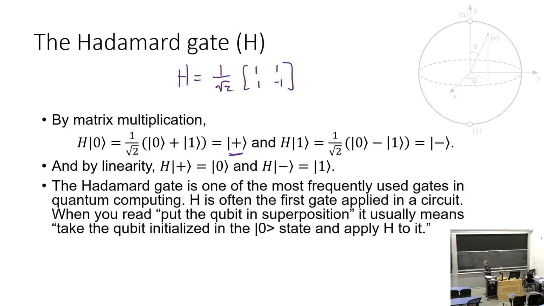So the Hadamard gate is one of the most frequently used gates in quantum computing. It's usually the first one that you apply in a circuit, and so when you read somebody saying, I put the qubit in superposition, it usually means take the qubit initialized at state 0 in the ground state and apply H.